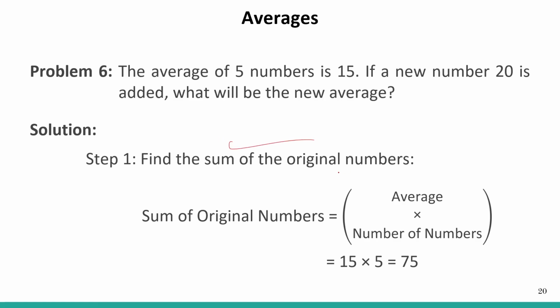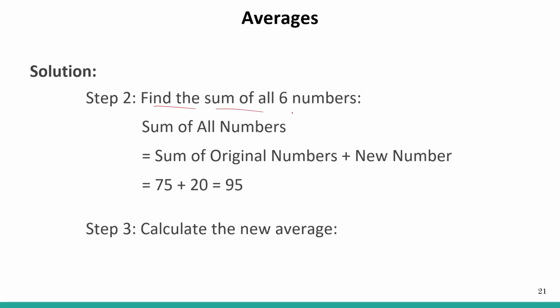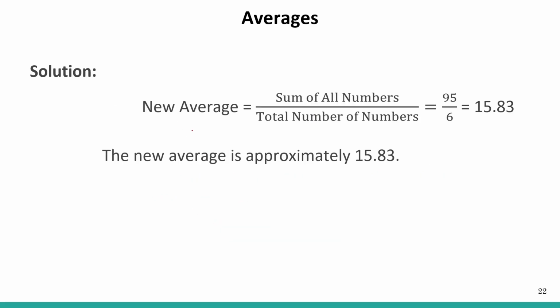Okay, so finding the sum of the original numbers: the sum of the original numbers is equal to the average into the total number of items, that is 5 numbers and an average of 15. So the total cumulative count will be 75. So finding the sum of 6 numbers: the sum of all numbers is equal to the sum of the original numbers plus the new number, which is 75 plus 20 is equal to 95. So calculate the new average. The new average is equal to the sum of all numbers by the total number of items. So that will be 95 by 6, which is 15.83. So the new average is approximately 15.83.